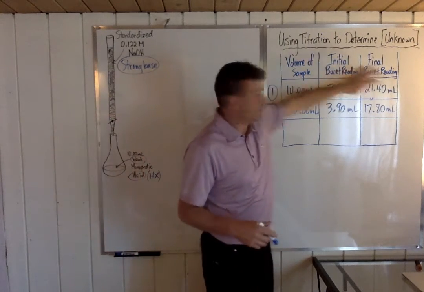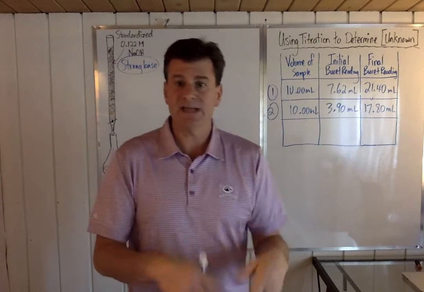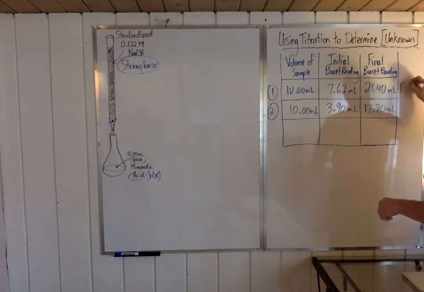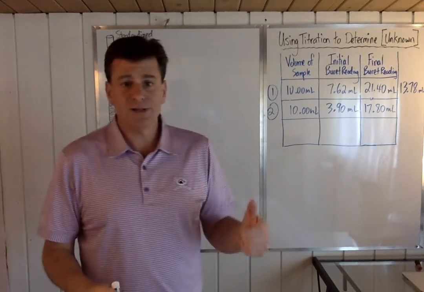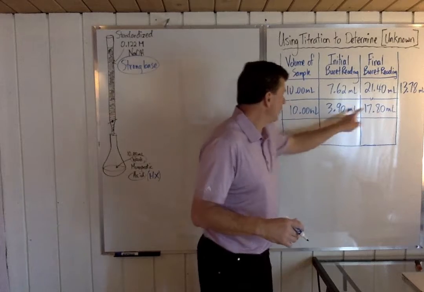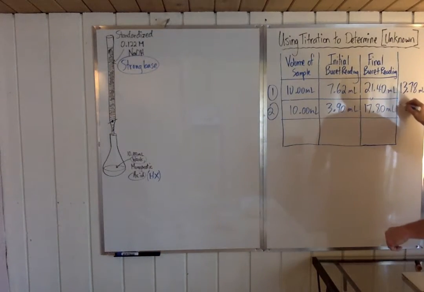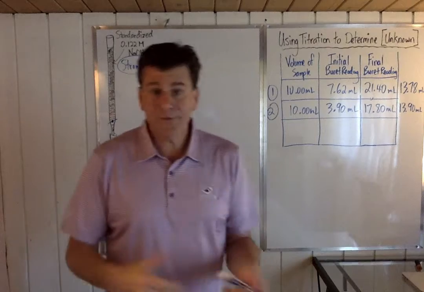So I do the first one. 21.40 minus 7.62. And that difference is how much base I added for trial number one. In trial number one, you do that subtraction, and it's 13.78 milliliters. So then I do the second calculation. And the second one is 17.8 minus 3.9, which gives me 13.90 milliliters. Now they're not exactly the same, but they're pretty close.